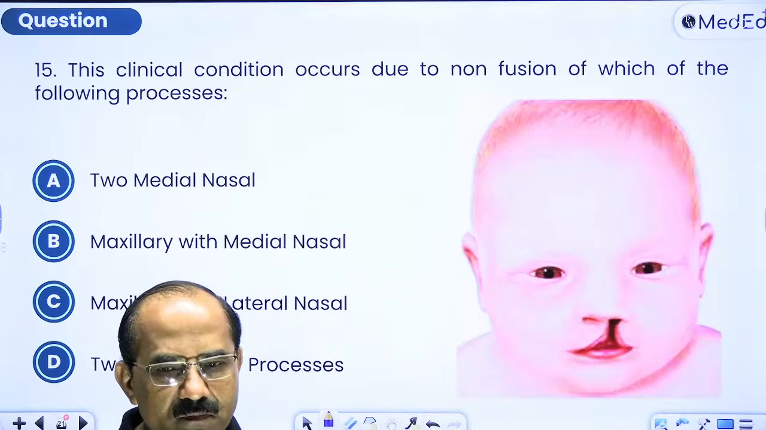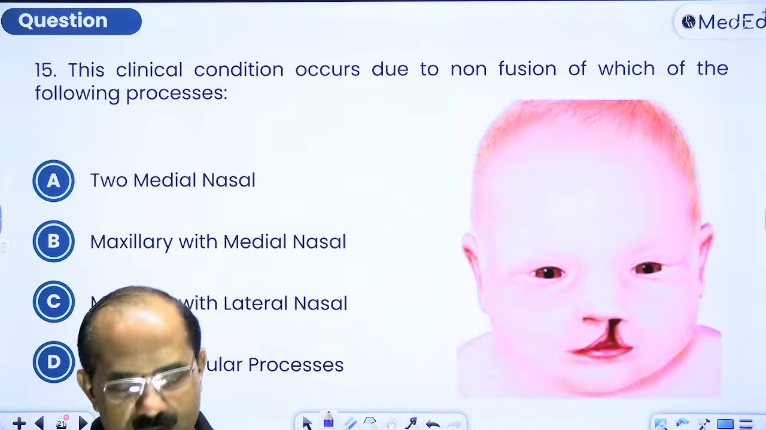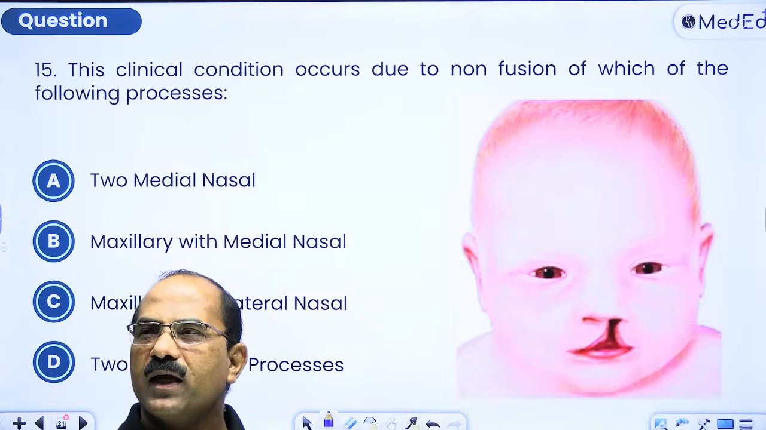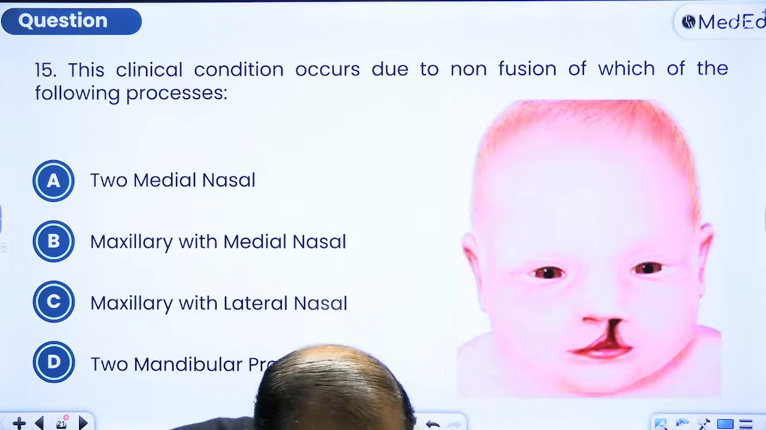Tell me the name of the clinical condition. This is known as a hair lip or cleft lip.